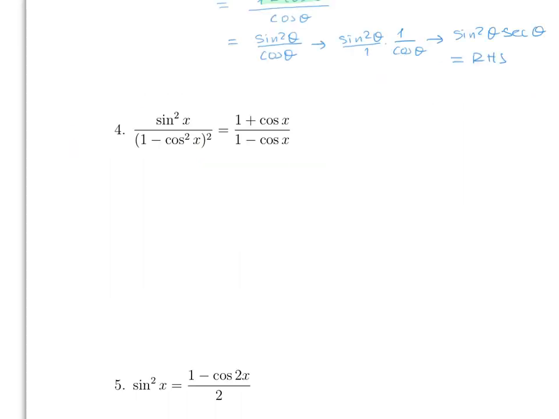All right, so now let's do a problem where I'm going to go from the right-hand side and show that it's equal to the left-hand side. So on the right-hand side, we have 1 plus cosine x divided by 1 minus cosine x.